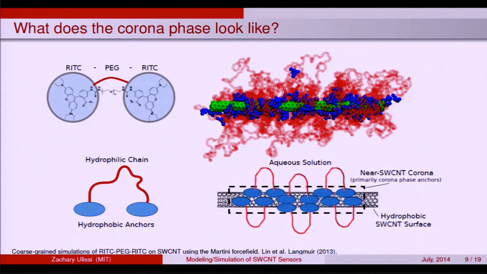And so if what we're interested in is how small molecules can get into this area and interact with the carbon nanotube surface, then the most important aspect is how are these hydrophobic molecules stacking against the surface, and that's really all we care about. So the simplified picture that we want is what does this corona phase look like, the phase that's actually right next to the carbon nanotube surface.